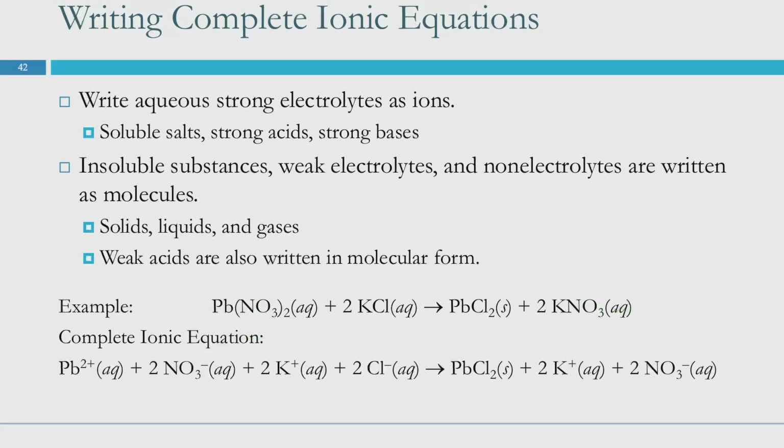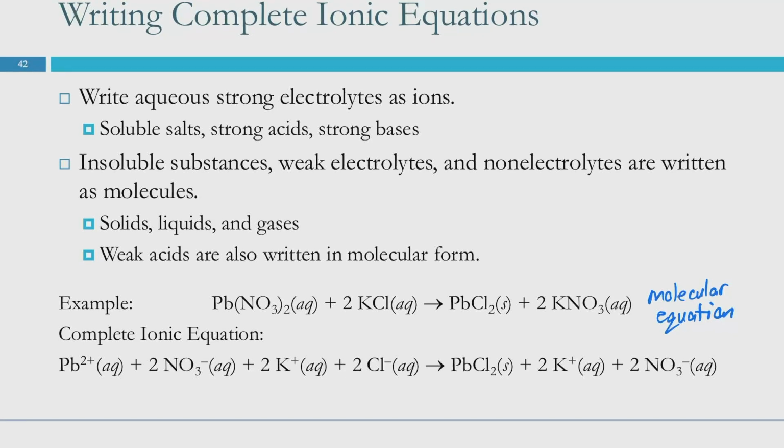this molecular equation, our molecular equation, shows everything in its neutral form, no ions. To break this down into a complete ionic equation, we've got three things that have AQ on them, and so we're going to separate those out for our complete ionic equation.